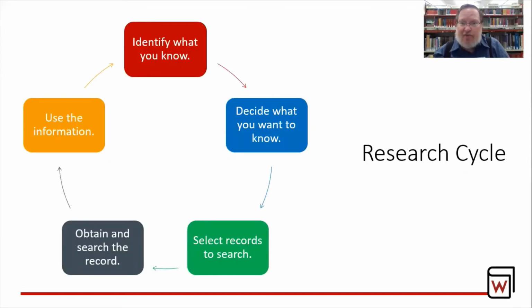So let's think again about the research cycle. We talk about this in our beginners class at the very, very beginnings. We say, identify what you already know, taking the things around you in your home, asking your cousins, and then decide what you want to know. This is the first draft of your goal. What do I want to know about my family that I don't know already? And then you look for records to help find out about that information, obtain and search out those records.